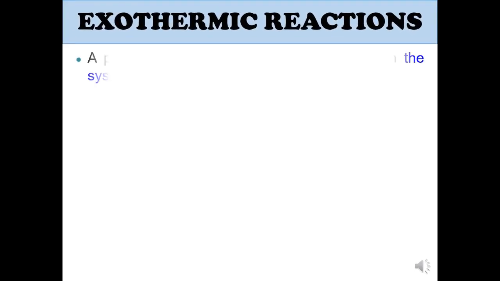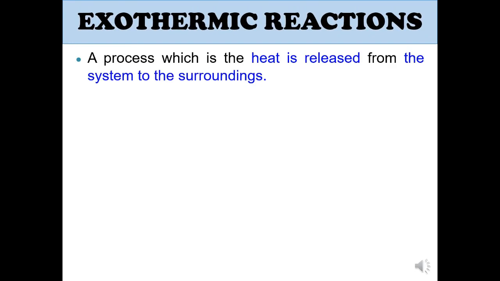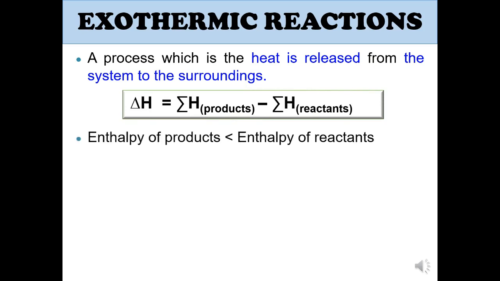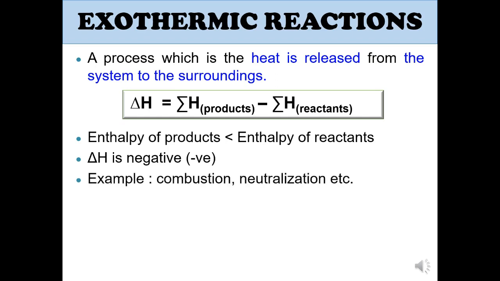Exothermic reactions. If a reaction is exothermic, heat is given out to the surroundings. Delta H is equal to the sum of enthalpy of products minus the sum of enthalpy of reactants. The enthalpy change of the reaction, or heat of reaction, delta H, has a negative value because the heat content of the products is less than the heat content of the reactants. Examples: combustion, neutralization.